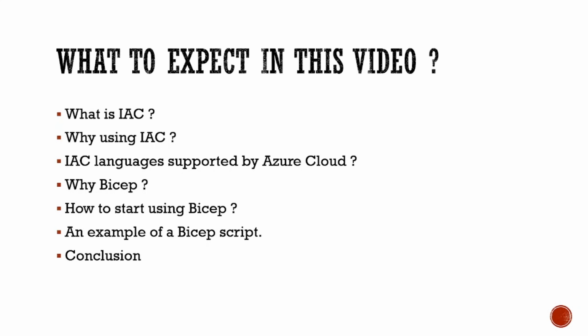First one is, what is infrastructure as code? Why using it? And what are the languages supported by Azure Cloud? Why choosing Bicep exactly? And how to start using it? And finally, an example of some Bicep script and some conclusion at the end.